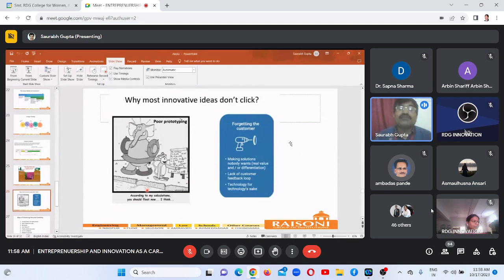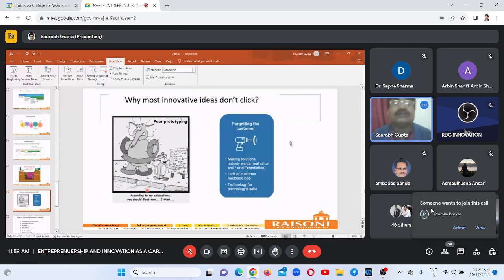Okay. What is the basic reason here? You are creating such things which are not required by the market, right? Which is not required by the market. What is the use of launching such an innovation or product in the market?